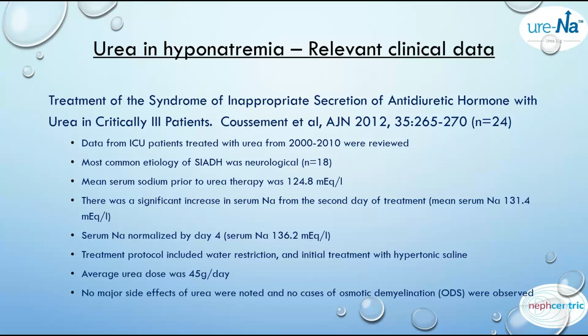Treatment protocol included water restriction and initial treatment with hypertonic saline. Average urea dose was 45 grams per day. Again, no major side effects of urea were noted, primarily no evidence of osmotic demyelination syndrome was observed with the use of urea.